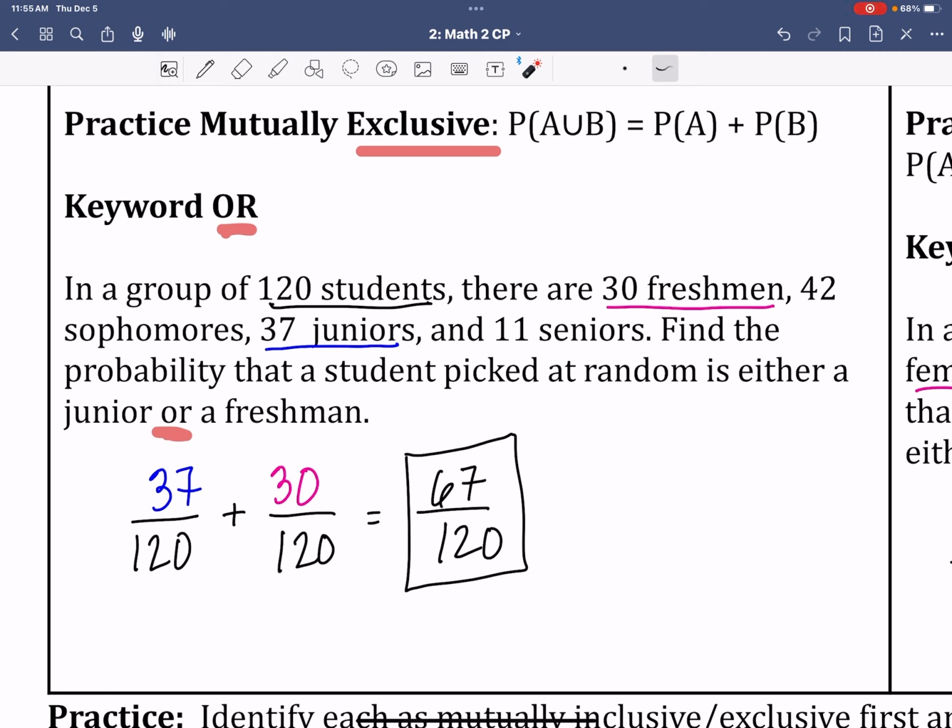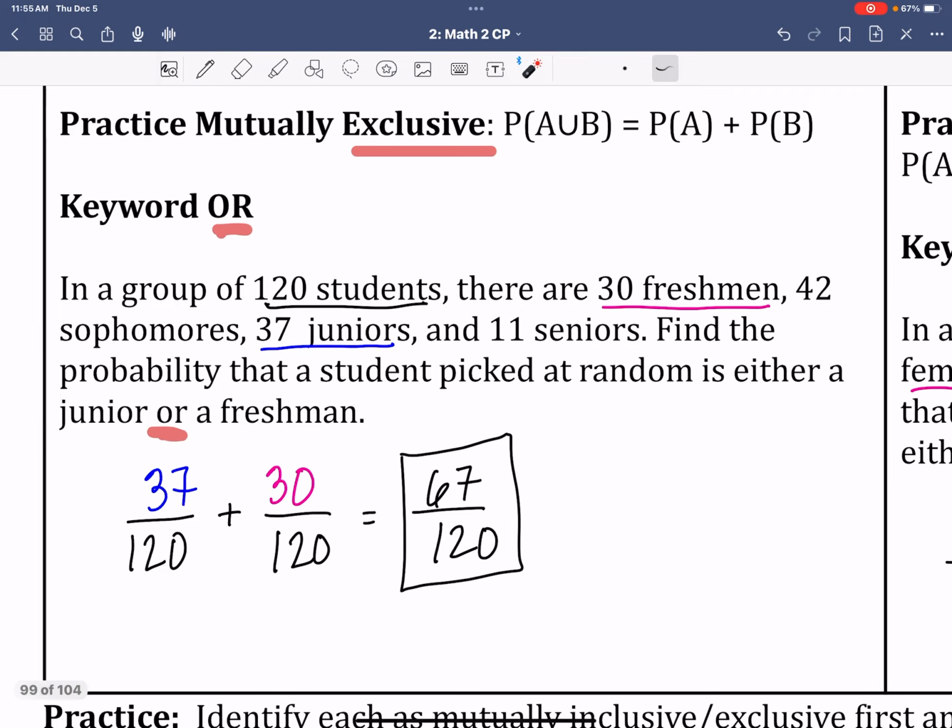So you're going to take the probability of juniors over total students, and then add the probability of freshmen over the total. Now they both have common denominators, so just go ahead and add the tops. This is the probability that it will be either a junior or a freshman.